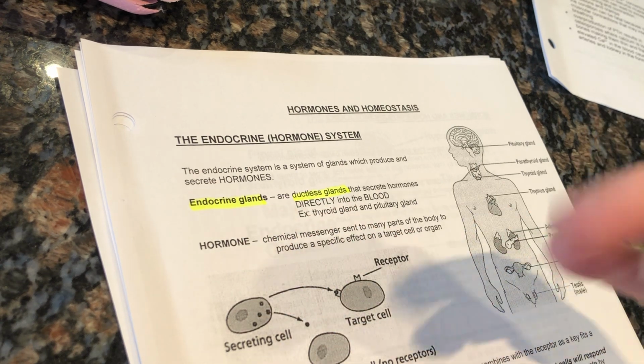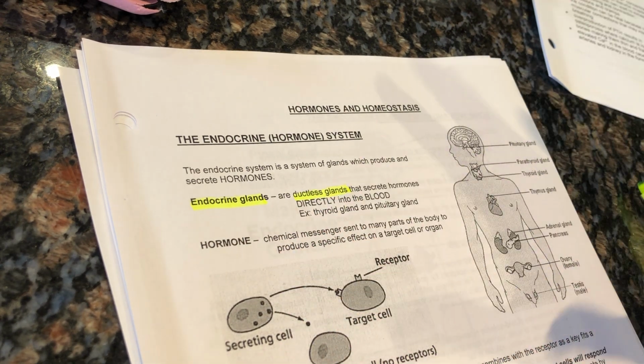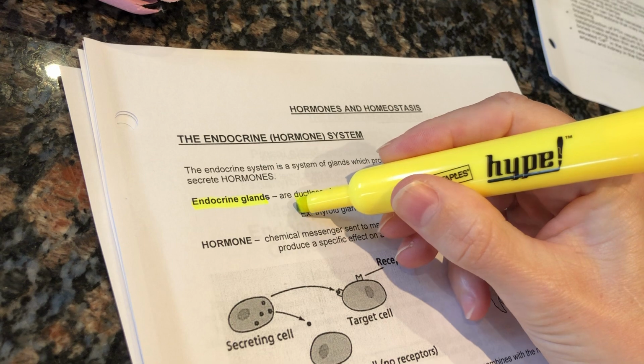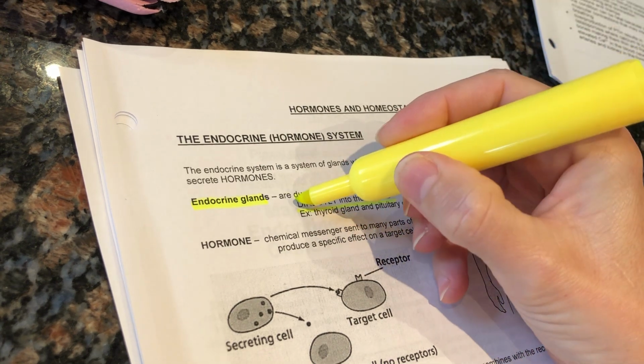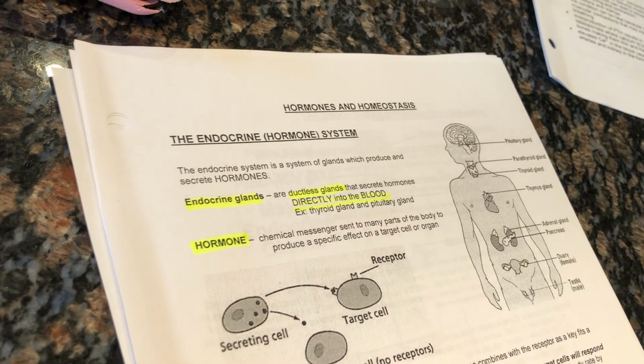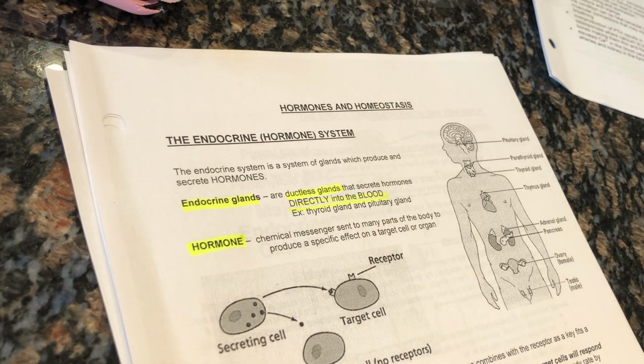They just make a product, and it just diffuses out of them. Okay, so it goes right into the circulatory system. All right. And what is it? It is a hormone. So a hormone is a chemical messenger sent to many parts of the body to produce a specific effect on a target cell or organ.